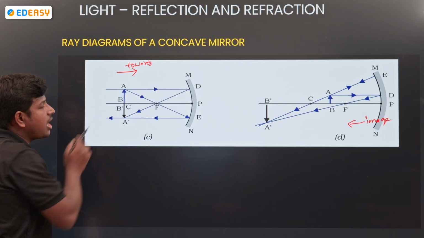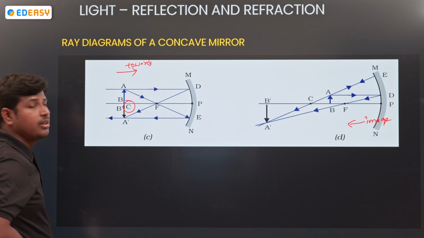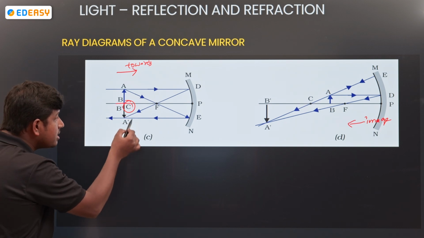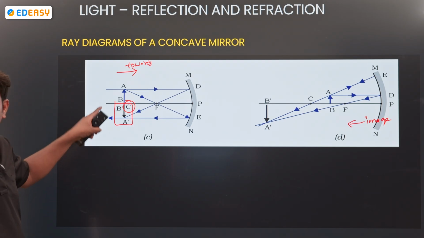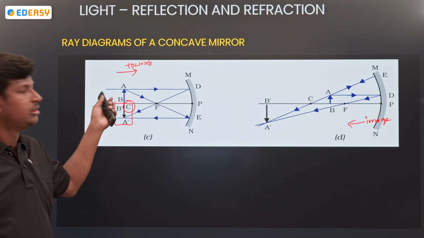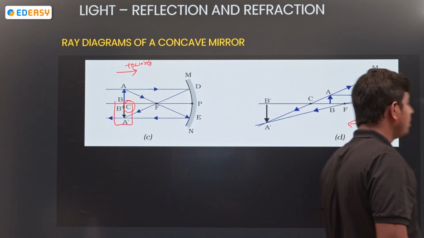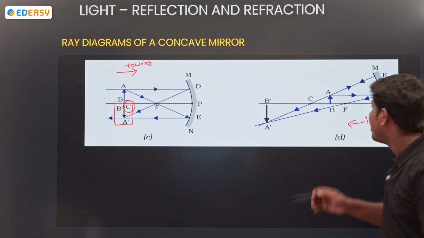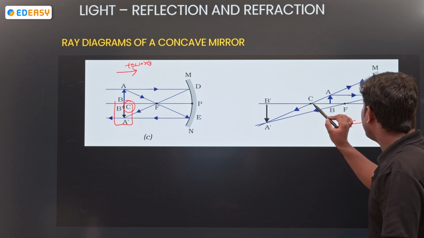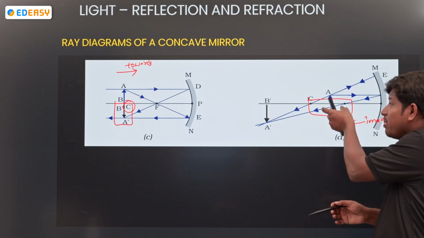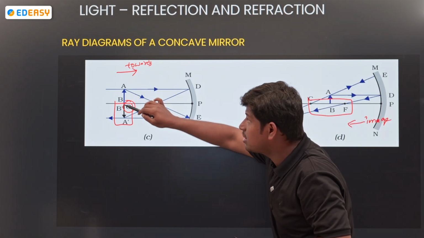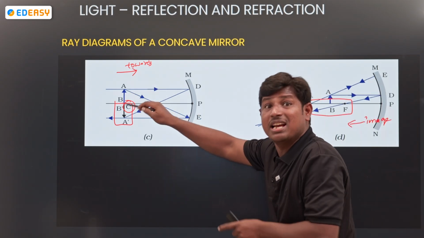This time, where is the object? At C. Where is the image? The image is also at C only. Look at the diagram. Object at C, image also at C. Now, in this case, what happened? Where is the object? Between C and F. How will the image be? Compare it with the object.